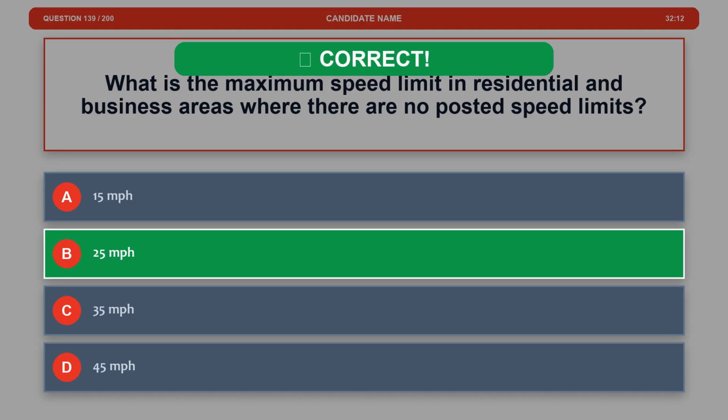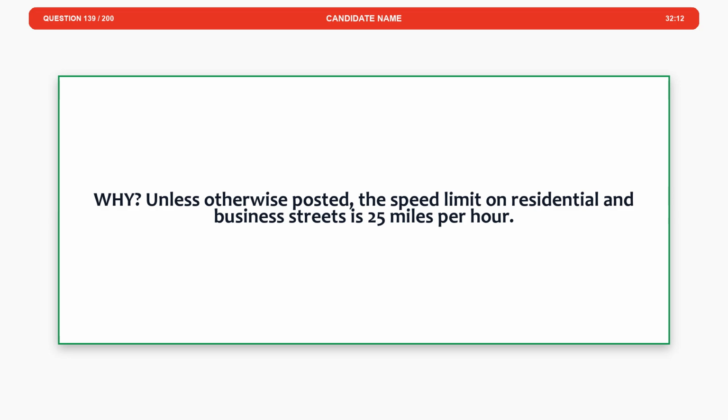The correct answer is option B, 25 miles per hour. Explanation. Unless otherwise posted, the speed limit on residential and business streets is 25 miles per hour.